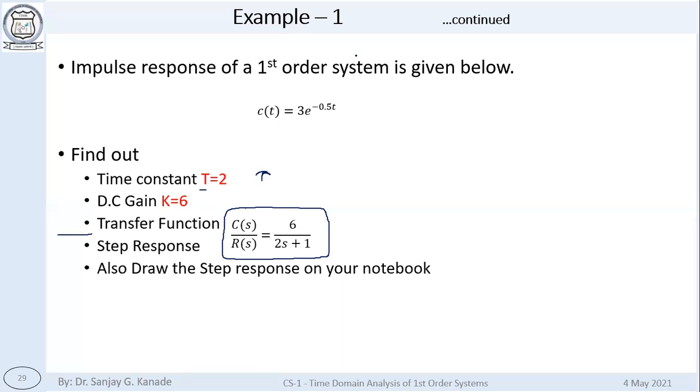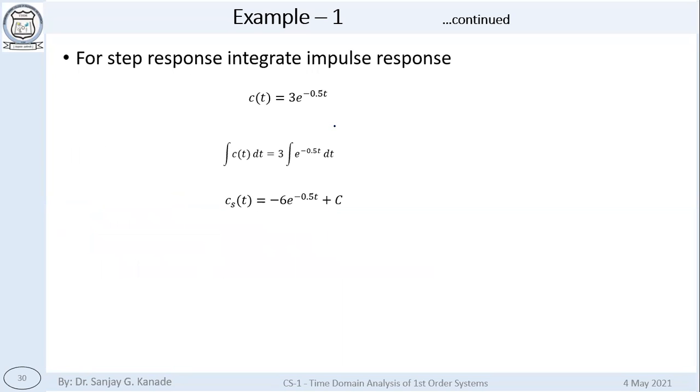Okay, so let's do it. The impulse response is this one, right? c(t) is equal to 3 e raised to minus 0.5t. That is the impulse response. So we will integrate it. What do we get? Cs(t) is equal to minus 6 e raised to minus 0.5t plus c. Why do we have this c here? This is the constant of integration, right?